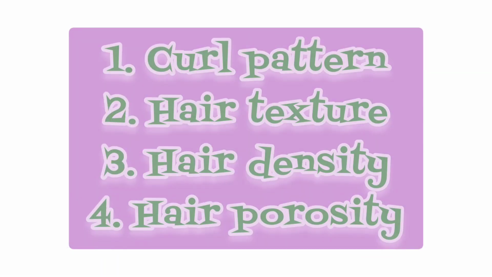So the four main characteristics that we're going to look at are the curl pattern, the hair texture, hair density, and hair porosity. Sometimes you would hear curl pattern referred to as a hair type, or maybe the hair texture referred to as a hair type. It all depends, and sometimes people use these terms interchangeably, but as long as you know what they're referring to and what it means, then you're good to go. So let's get right into it.